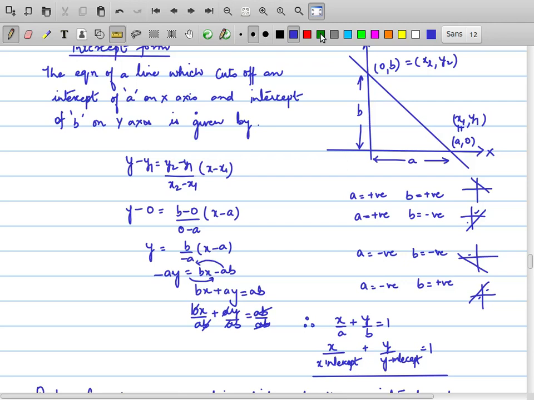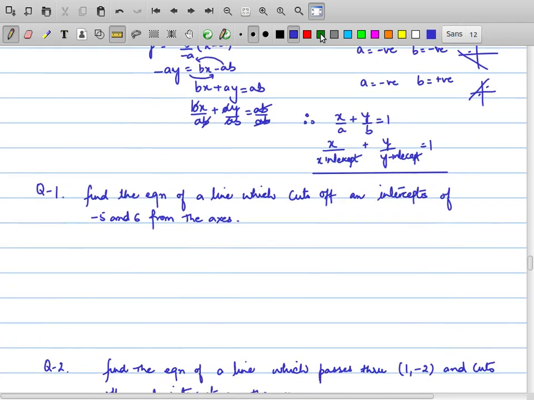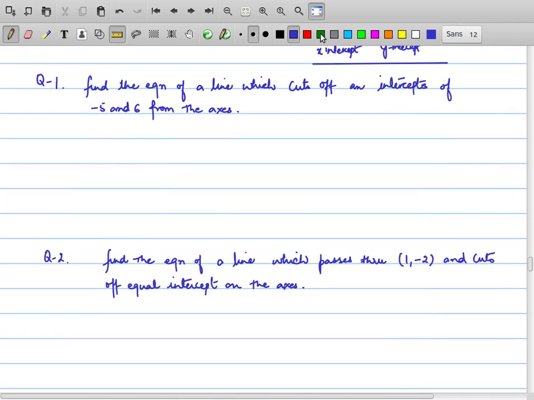Now based on this, we'll do a few questions. The first question is a very trivial one. Find the equation of a line which cuts off an intercept of -5 and 6 from the x. Now if you are not given which intercept is what, then it is assumed that the first intercept is the x-intercept and the second intercept is the y-intercept if nothing is given to you.